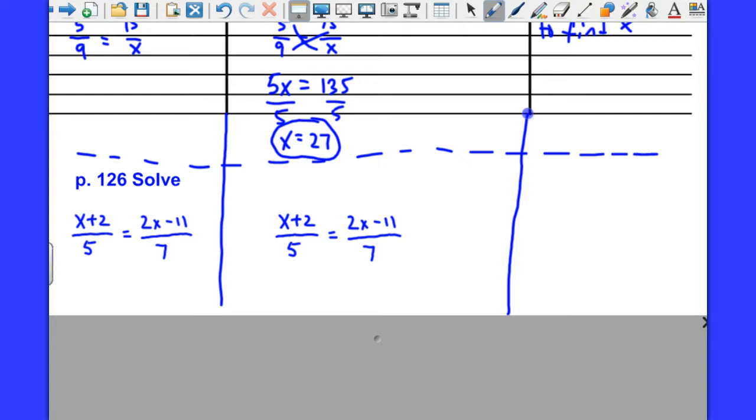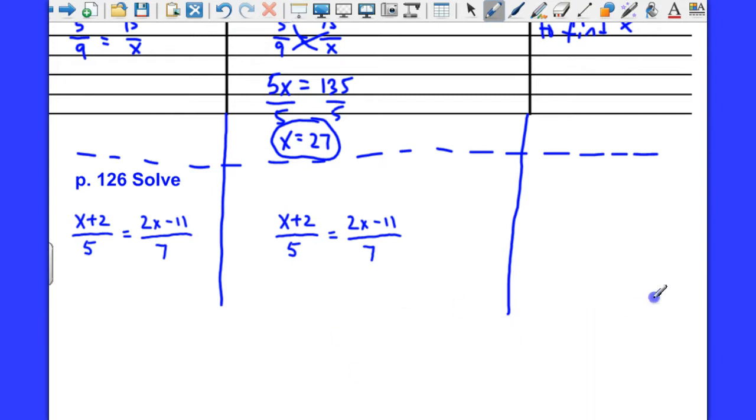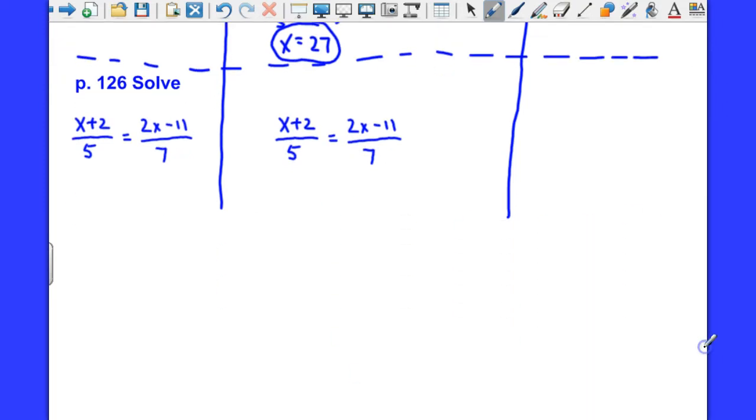All right, I've got this crazy looking thing from page 126 in your book. Please copy it down and we'll talk it through. And hopefully you guys will be really comfortable with this problem as well, using some concepts we've seen already. In this particular problem, we have a numerator of x plus 2 over 5 is equal to this numerator, 2x minus 11 over 7.